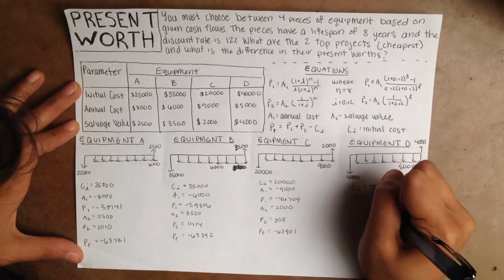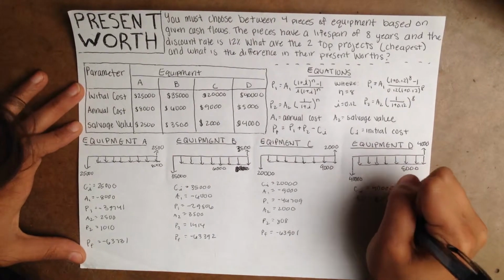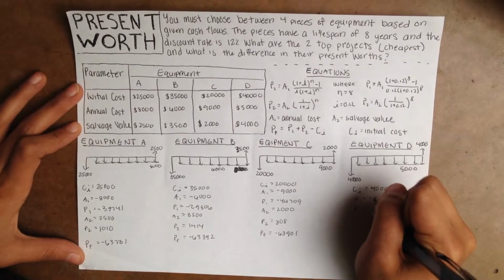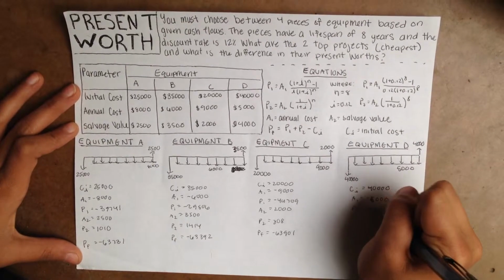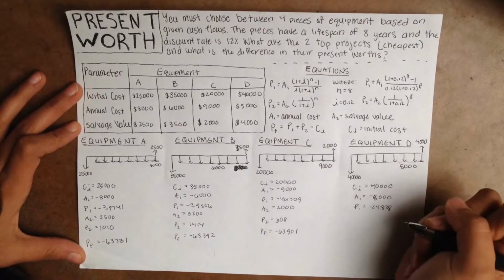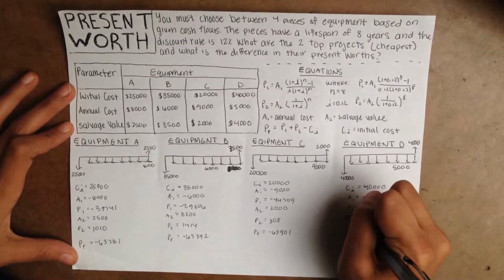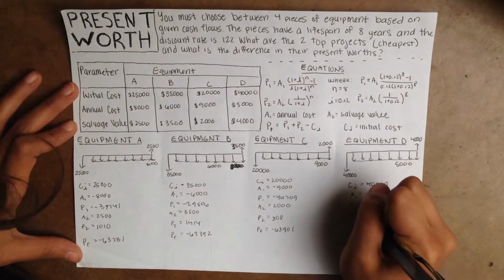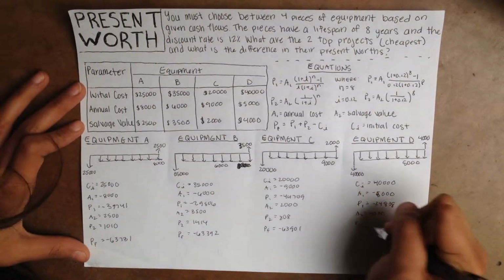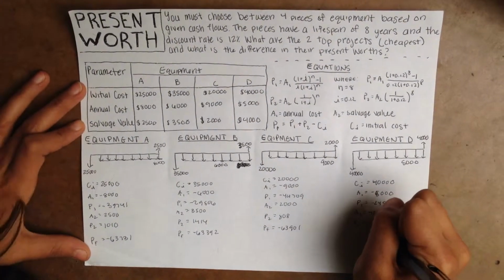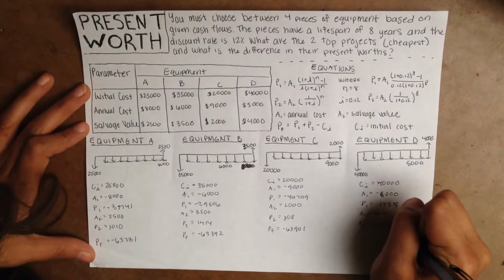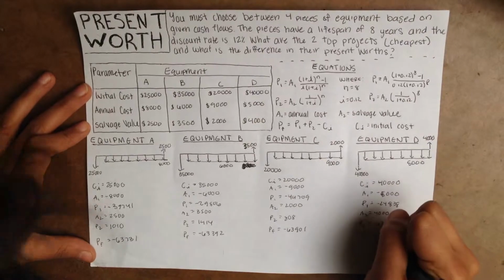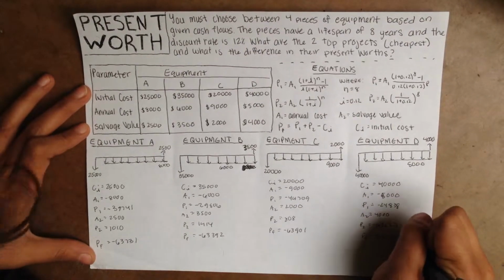Finally, for equipment D, we have an initial cost of $40,000. A1 equals negative $5,000. P1 will equal negative $24,838. Now our salvage value A2 equals $4,000. And plugging that into the equation, we get P2, with a final present value of negative $63,222.